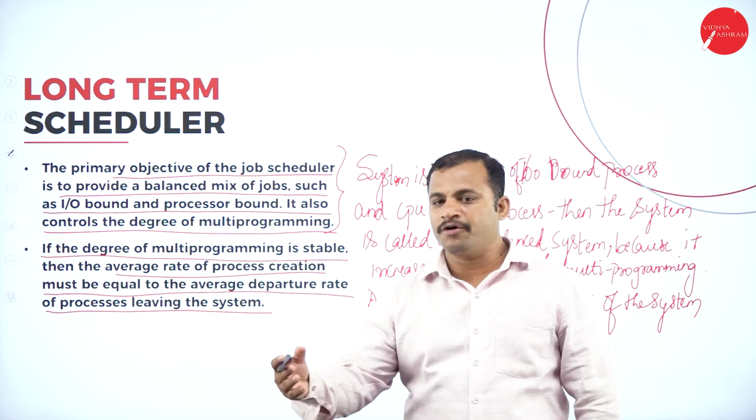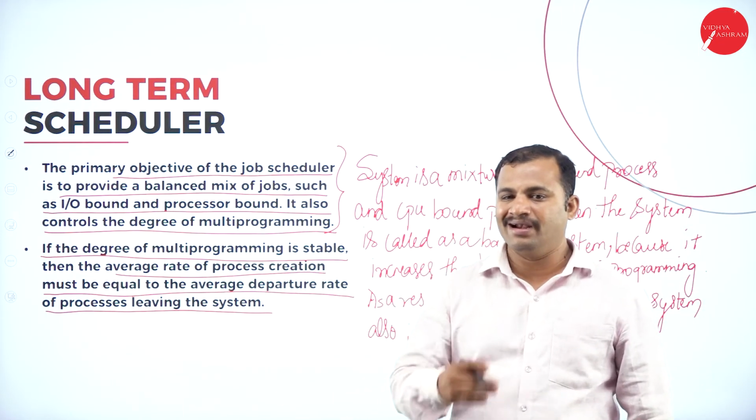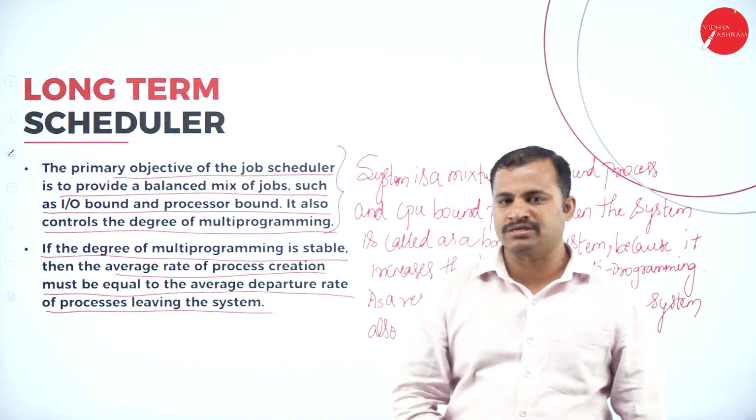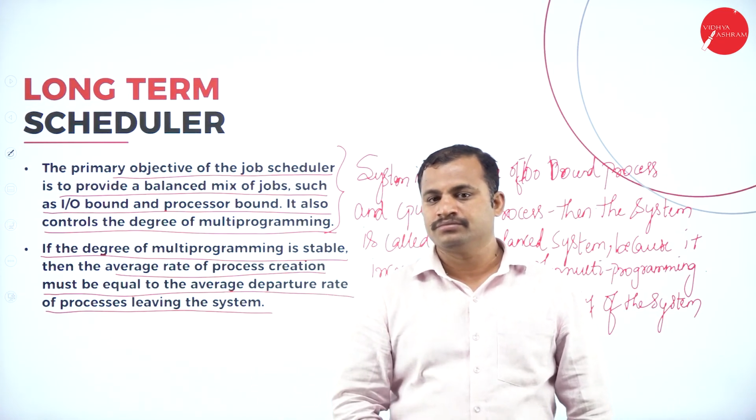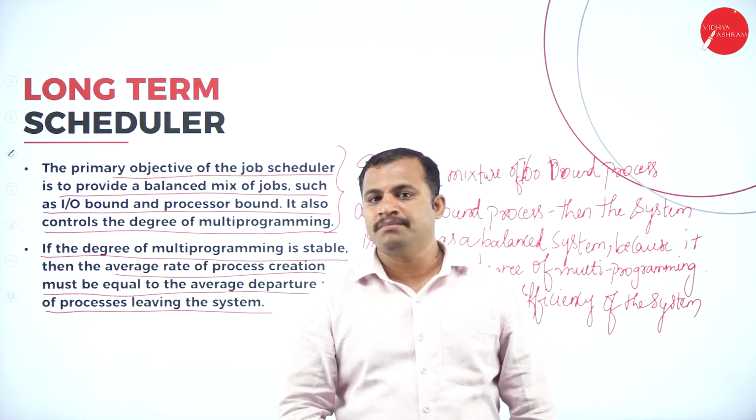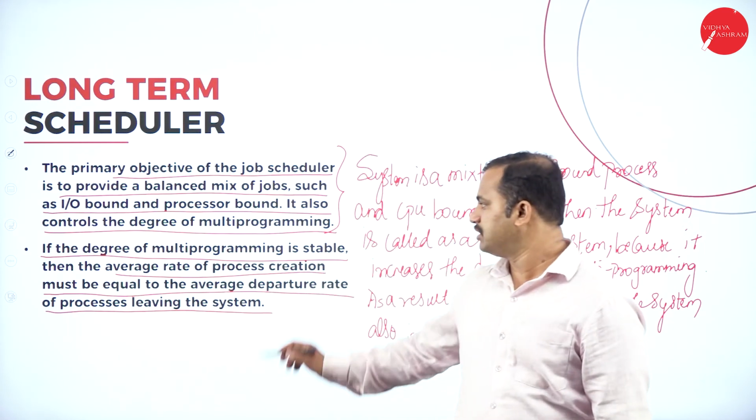Suppose more processes enter the system and fewer processes leave the system, then most of the processes will remain in the waiting queue. That is not called a stable multiprogramming. The same thing is explained here.